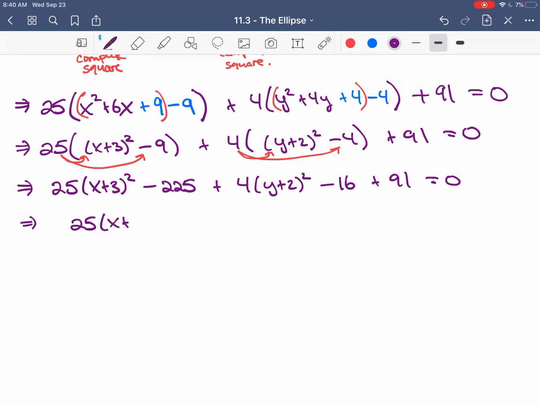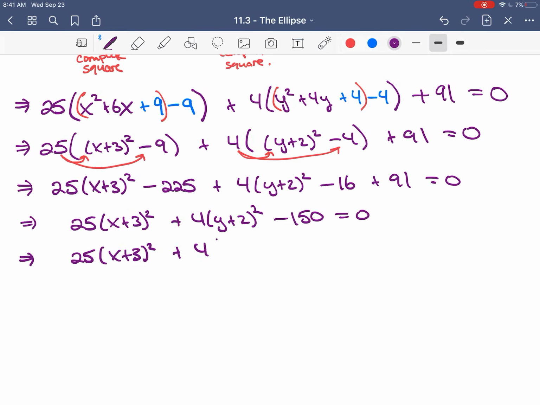Okay, now if I put all the numbers together, negative 225 minus 16 plus 91, I think I get minus 150. Nine times 25. Okay, so then I get 25 times x plus 3 squared plus 4 times y plus 2 squared is equal to 150 if I move that over. But I want it to be equal to 1, so I'm going to divide everything by 150.